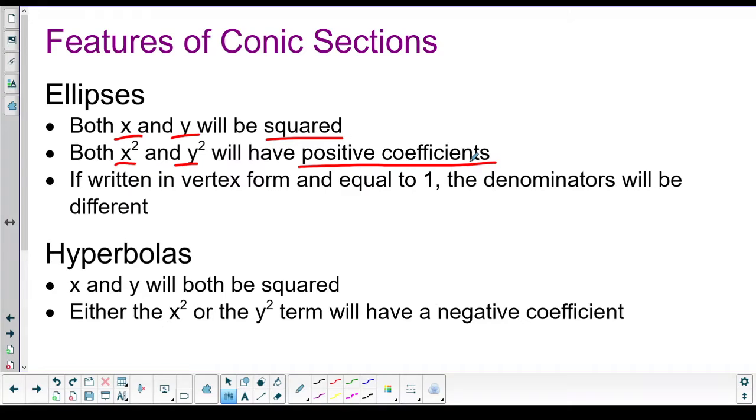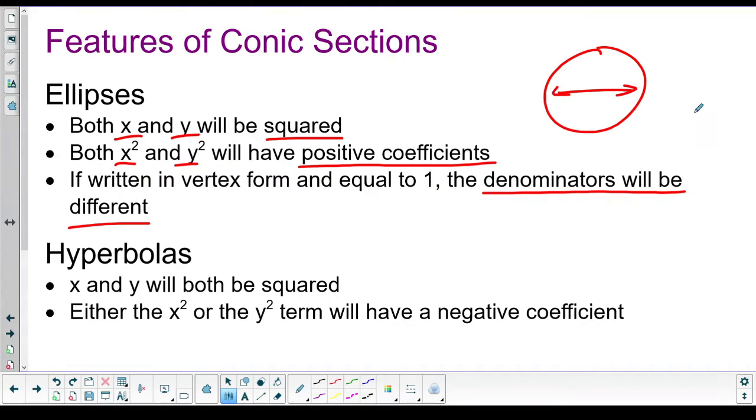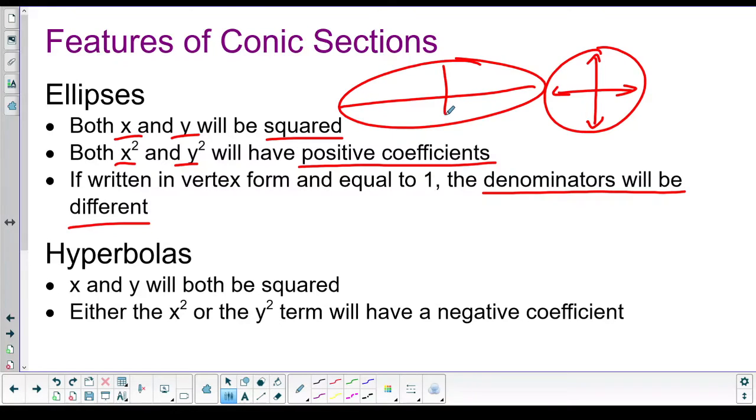The thing that sets ellipses and circles apart from one another is that the denominators will be different when it's in vertex form. What this means is that the radius of our circle this way will be different than the radius of our circle this way, and that's what turns it into an ellipse and makes it an oval. So we have to have different length horizontal and vertical axes. If we have an oval and the oval is the same length this way as this way, it's a really circular oval, isn't it? It's kind of like this.